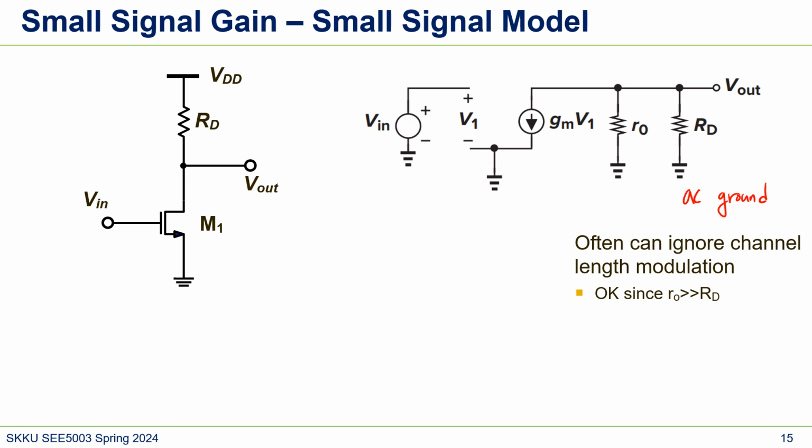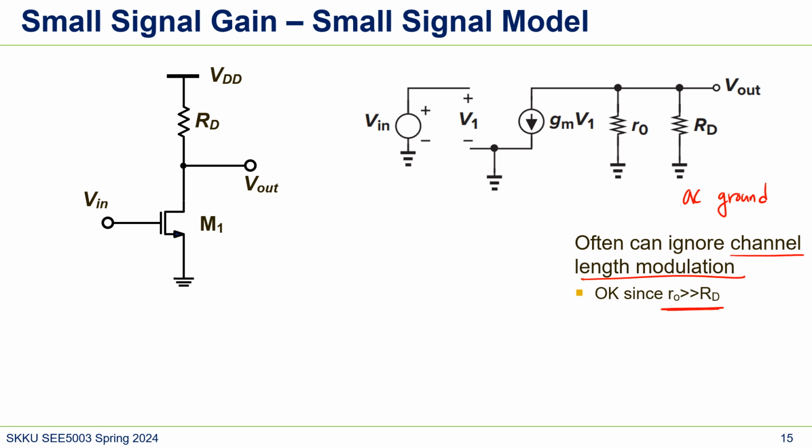Anyway, let's calculate the gain. There's some comment here. Often we can ignore channel length modulation since ro is larger than RD. But I would say in real circuit design, RD is not that small, because if RD is small, then we're consuming a lot of power. So usually we're not ignoring ro. But here let's just calculate the gain.